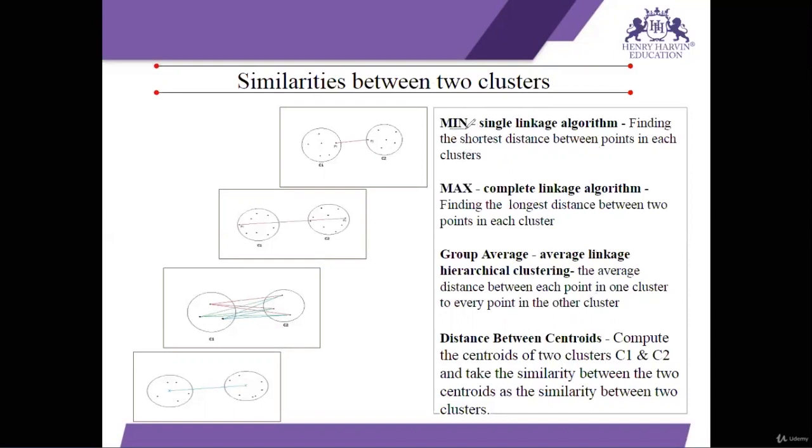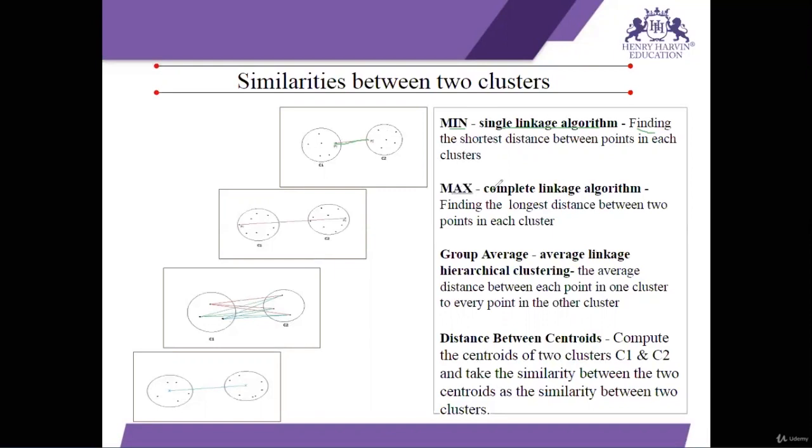First is the minimum method, that is the single linkage algorithm. How does it work? It finds the shortest distance between two points in each cluster. Suppose there are two clusters C1 and C2. In a single linkage algorithm, the shortest distance will be calculated between the clusters, wherein you can see this is point 1 and point 2. They have the shortest distance between the two clusters.